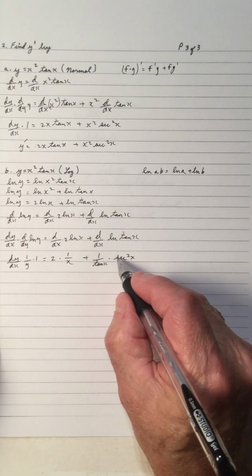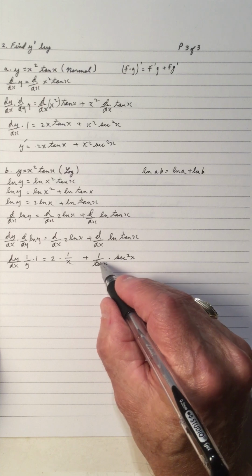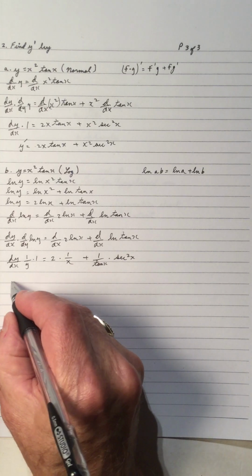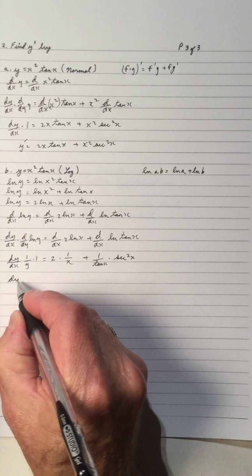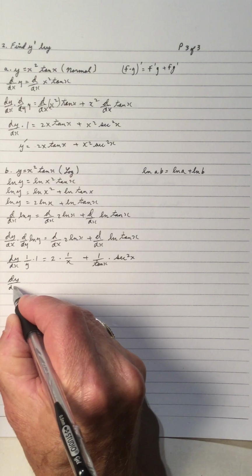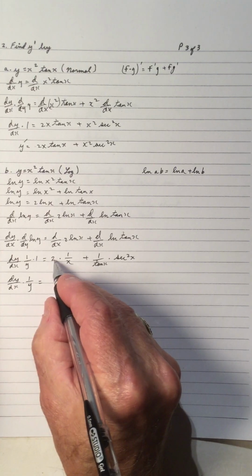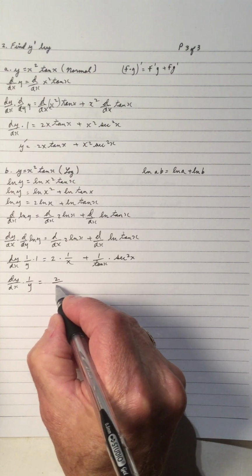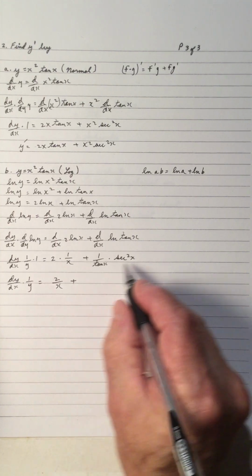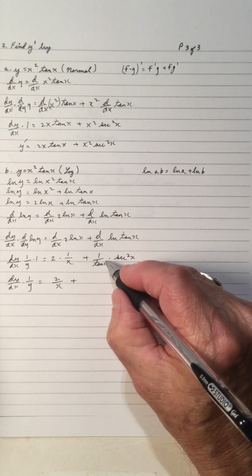So, without writing all this down through here, I want to simplify this part of the expression. Let me write this down. This is 1 over y. So 2 times 1 over x is 2 over x. That's done. Now let's go over here and simplify this.